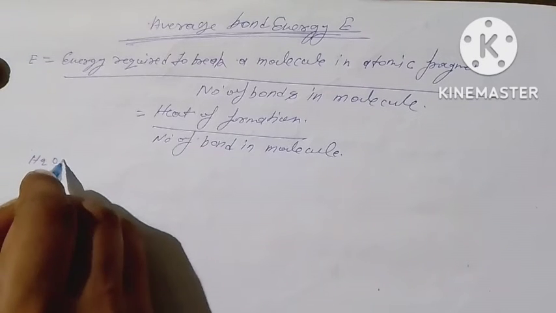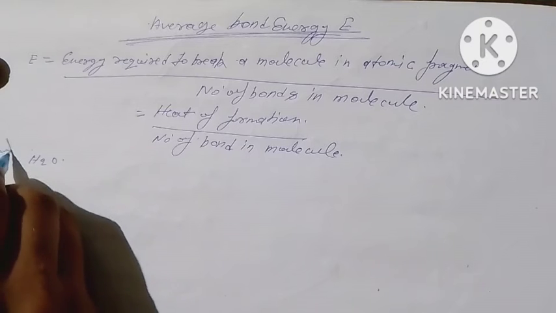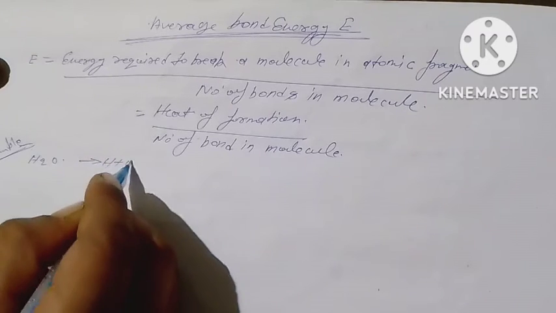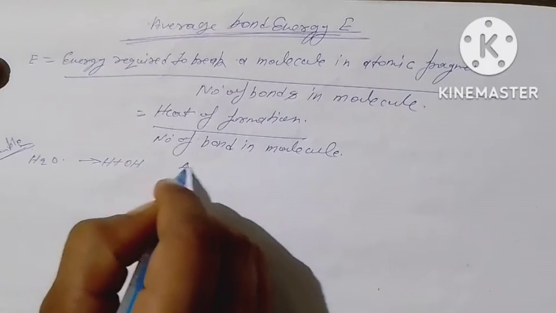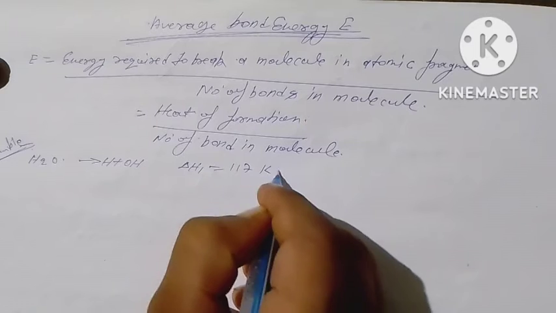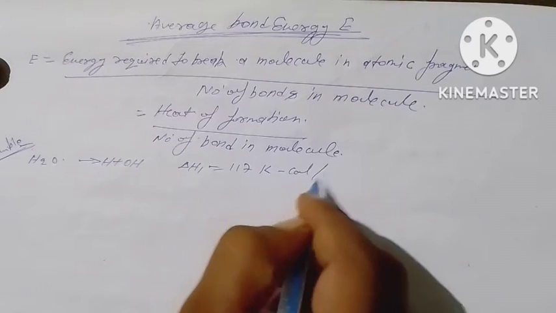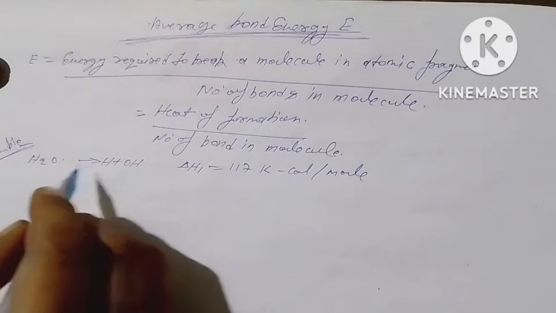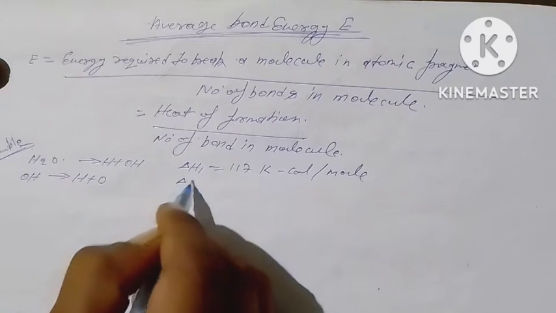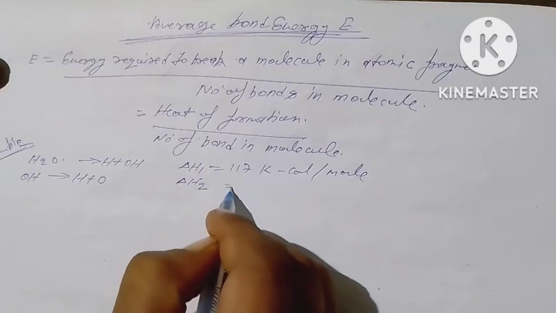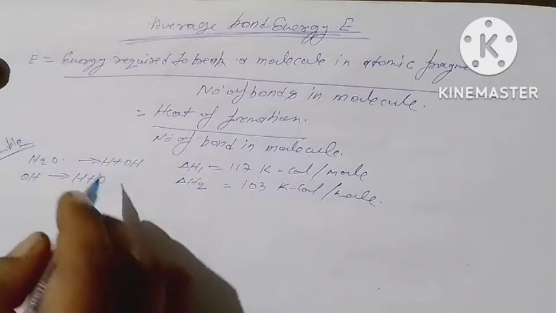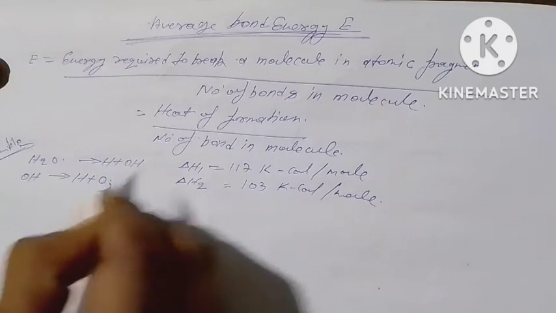The energy for water is calculated as follows. Water, H2O, arrow H plus OH, that is delta H1 equal to 117 kilocalorie per mole. And OH, arrow H plus O, that is delta H2 equal to 103 kilocalorie per mole.